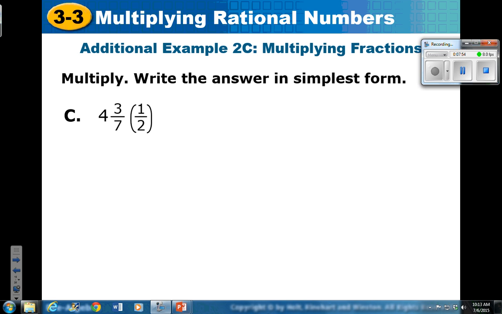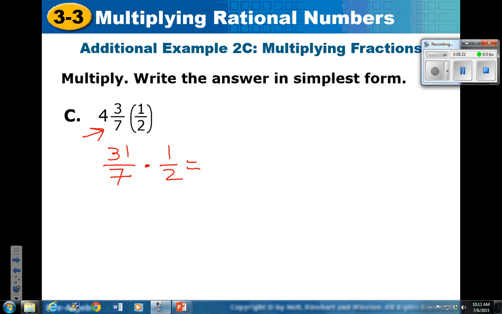Hopefully you're noticing that this is a mixed number, and in order to multiply fractions, you need to make that an improper fraction. 4 times 7 is 28, plus the 3 is 31 over 7, times 1/2. There is nothing here to cancel. There are no factors of 2 up here, no factors of 7 up there.